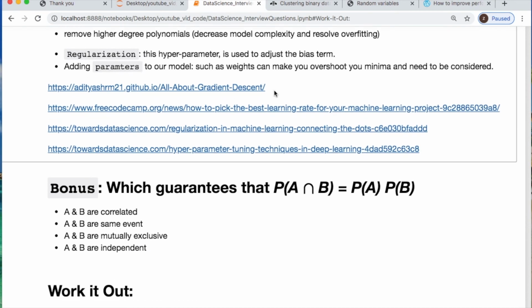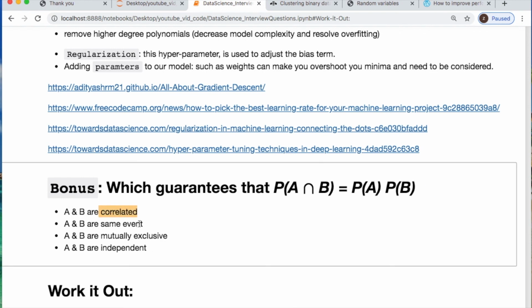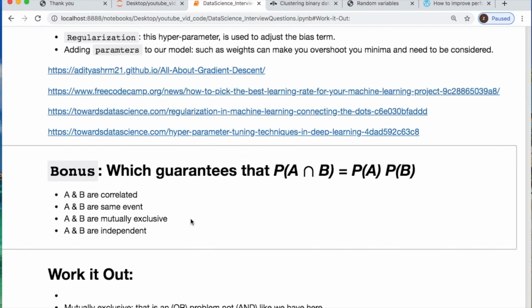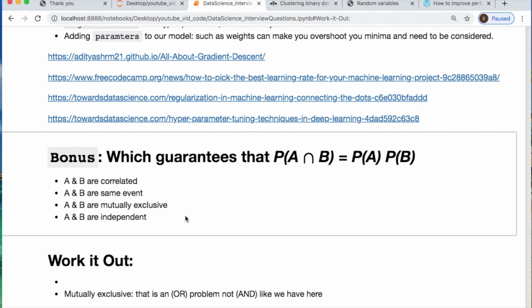Let's have a bonus question real quick. You have the probability of A and B equals the probability of A times the probability of B. And which one guarantees this? Is this correlated, the same event, mutually exclusive, or independent? Well, I'm not going to say correlated, and I'm definitely not going to say this is the same event, because A doesn't equal B.